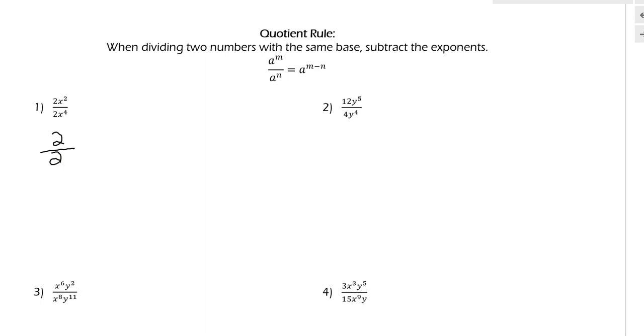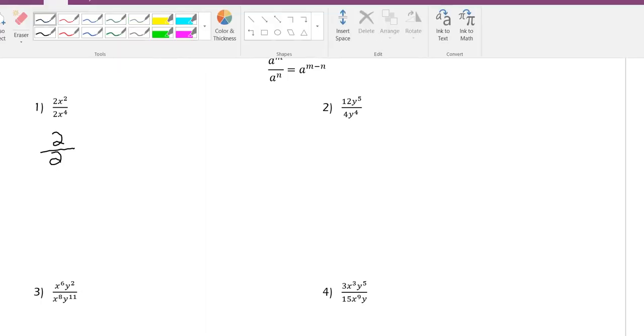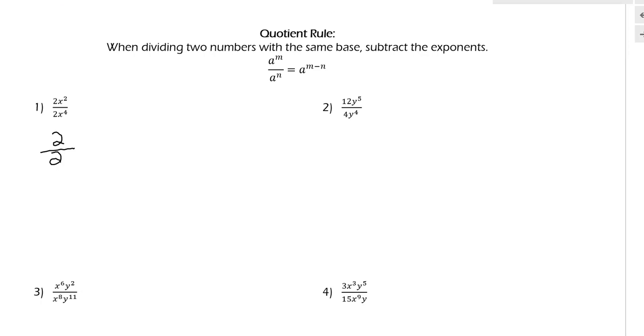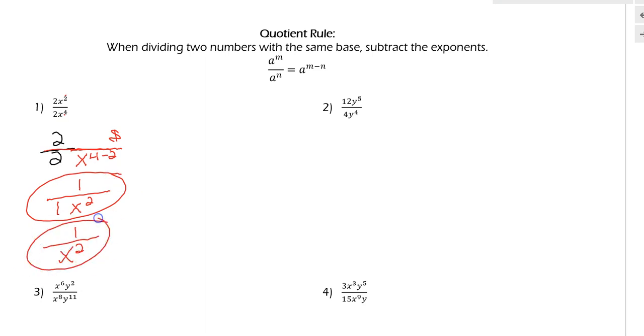2 divided by 2. And then where is that x going to go? Is it going to go on top or on bottom? The larger x is on bottom. So I'm going to have the x on bottom, and I'm going to do 4 minus 2. So this one minus that one. Okay. So 2 divided by 2 is just 1. 4 minus 2 is 2. So 1 over 1x squared. You can also write that as just 1 over x squared. You don't need that coefficient of 1 on the bottom. You do still need a 1 on top.